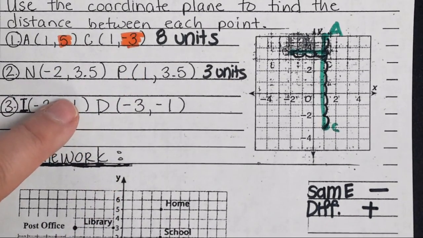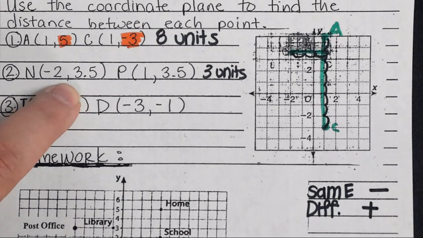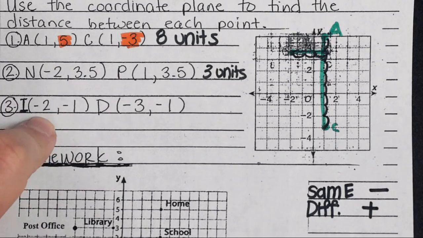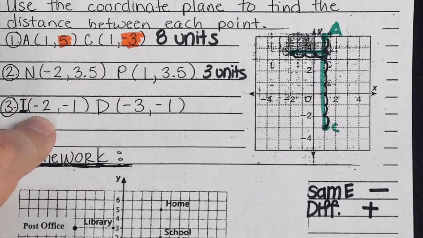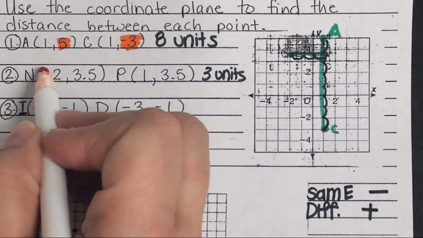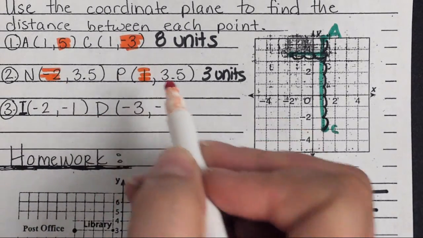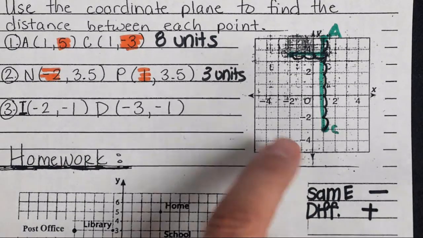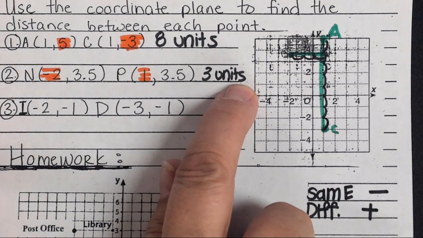Look at the next ones. Okay, we've got negative 2, 3.5, positive 1, 3.5. What can we ignore? The 3.5, because that just tells us they're on the same line. So I'm looking at negative 2 and positive 1. Are my signs the same or different? So I'm going to add, get 3 units.